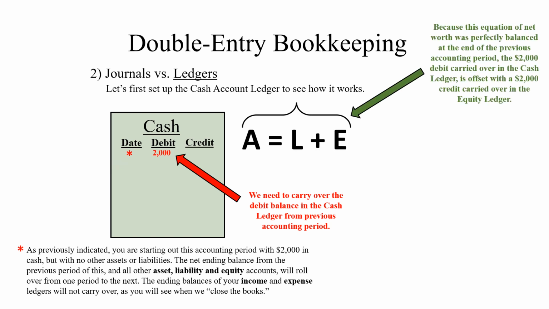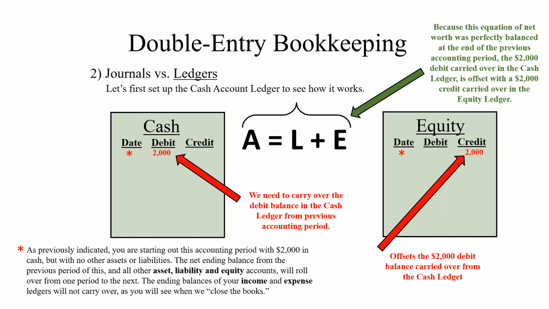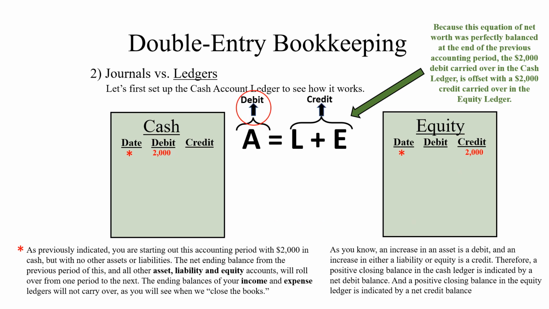Because the equation of net worth was perfectly balanced at the end of the previous accounting period, the $2,000 debit carried over in the cash ledger is offset with a $2,000 credit carried over in the equity ledger. As you know, an increase in an asset is a debit, and an increase in either a liability or equity is a credit. Therefore, a positive closing balance from the previous period in the cash ledger is indicated by a net debit balance, and a positive closing balance from the previous period in the equity ledger is indicated by a net credit balance.